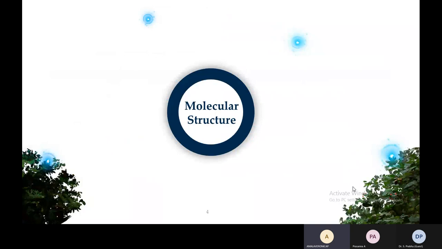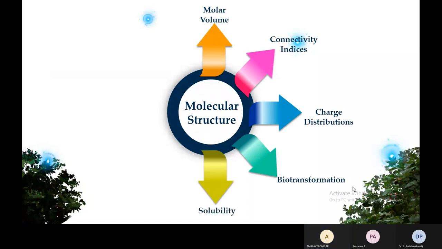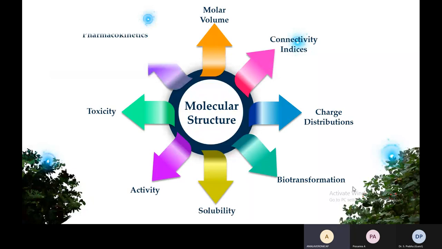Every chemical compound will definitely have a molecular structure. Once the molecular structure of a chemical compound is identified, what are the components we can study or investigate on the molecular structure? There is a separate field called molecular physics, where how the molecular atoms or bonds are moving or interacting with one another is discussed. Likewise, there are several activities you can talk about for a molecular structure. I have listed a few of them: molar volume, connectivity indices, charge distributions, biotransformations, solubility, activity (both with respect to atoms and bonds), toxicity, and pharmacokinetics.